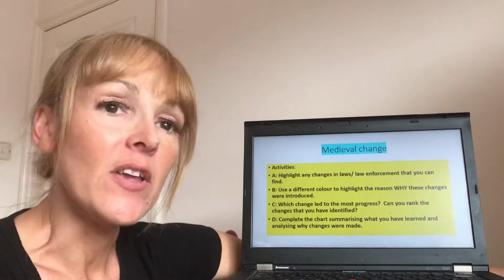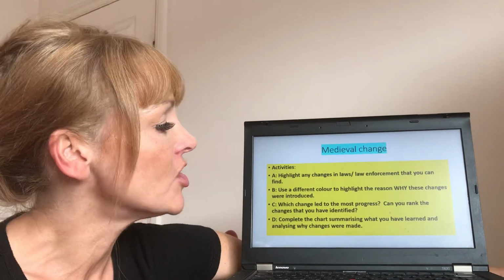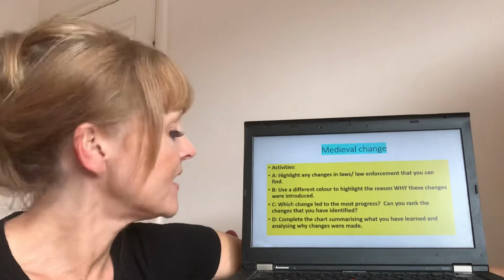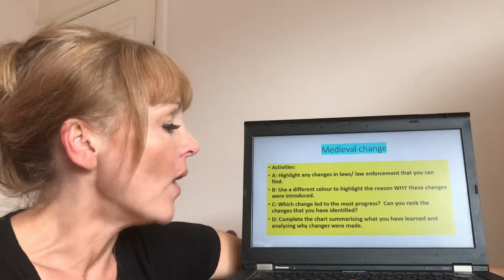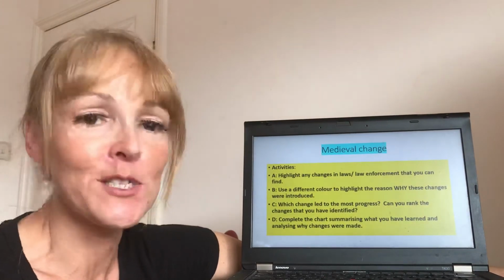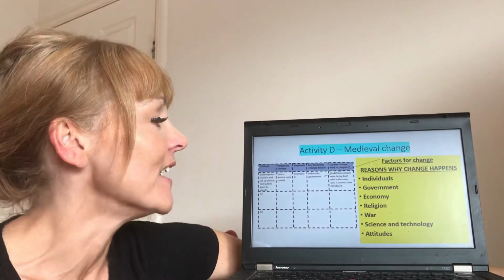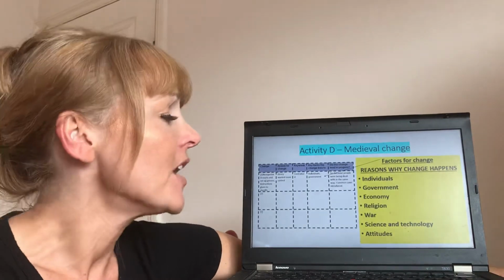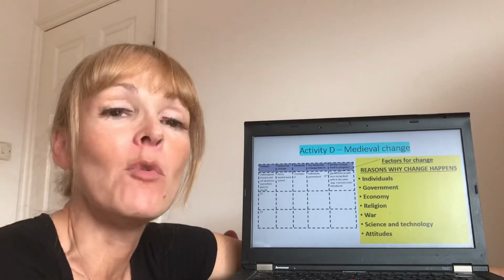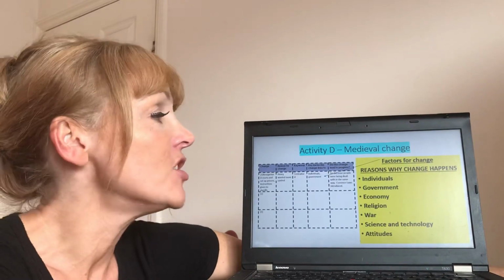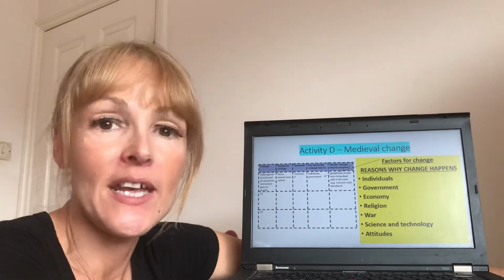Now the second part you can see there is completing a summary chart to show what you've learned in that lesson and to analyse where the changes and why the changes were made. Now I just want to focus on that chart a little bit more closely. This is a copy of the chart that you need to fill in. You can see one of the columns there will be quite unfamiliar to you at this stage, and this is to do with factors for change.